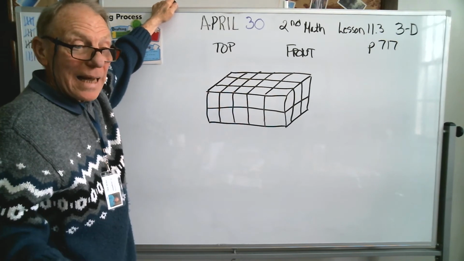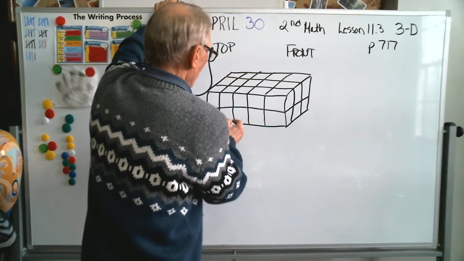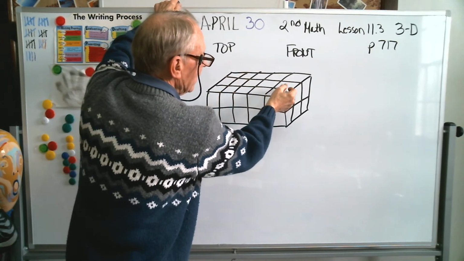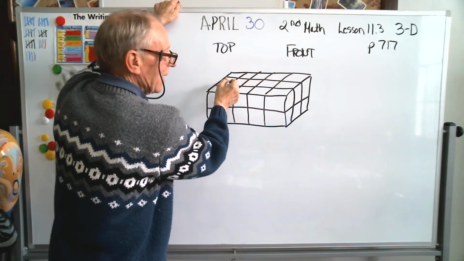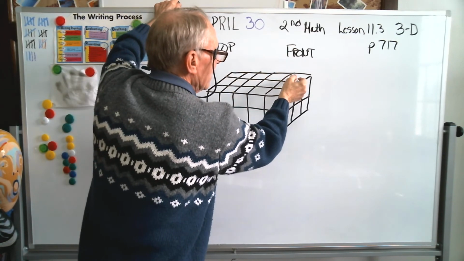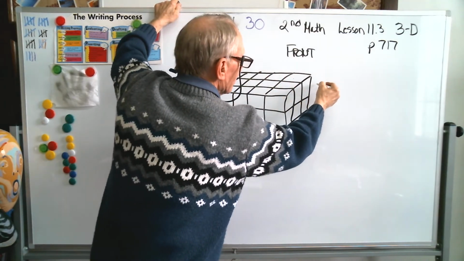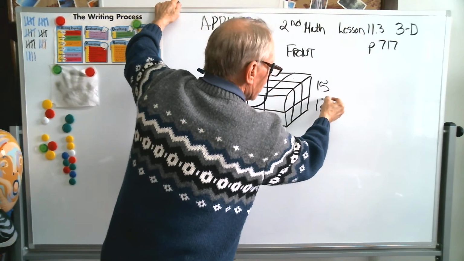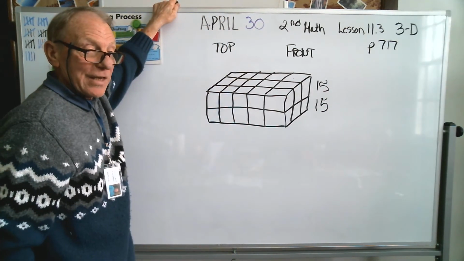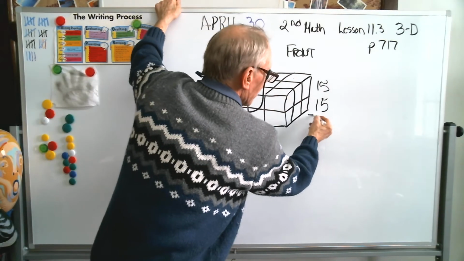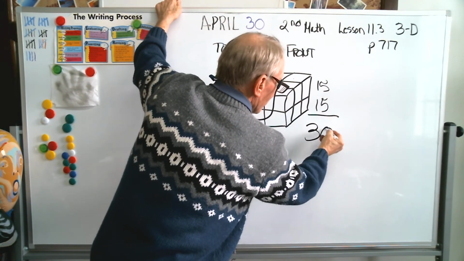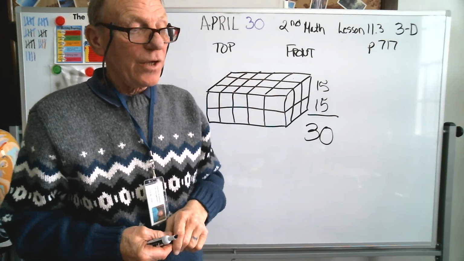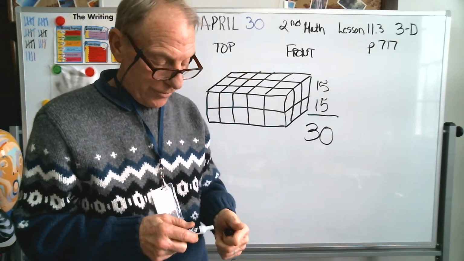So now we got to count how many blocks there are. So let's start with the top row. We got 1, 2, 3, 4, 5, 6, 7, 8, 9, 10, 11, 12, 13, 14, 15. So there's 15 blocks in this row. And that means in this row here, there's going to be 15 blocks as well, because it's exactly the same. And 15 plus 15 equals 30. And that's how many unit cubes are in that picture.